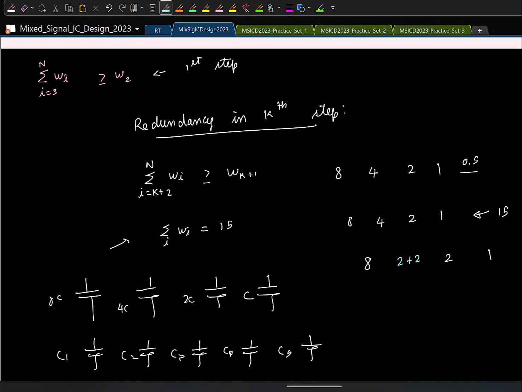And I will say the weights I will have are 8, 2, 2. That is one way in which I can do it. Right? The total is still 15. Now I have 5 steps, so hopefully I will have redundancy. Let's check that. So let's see, do we have redundancy in the first step?